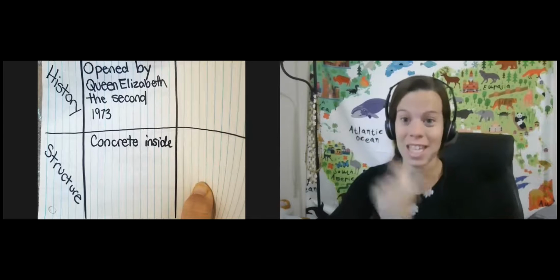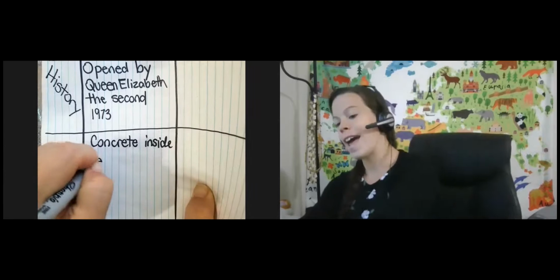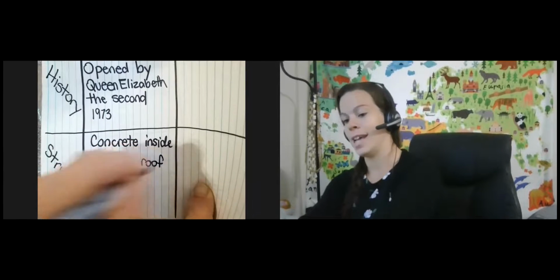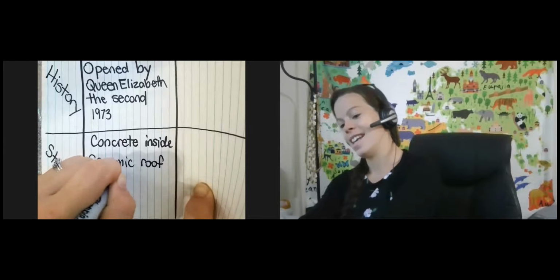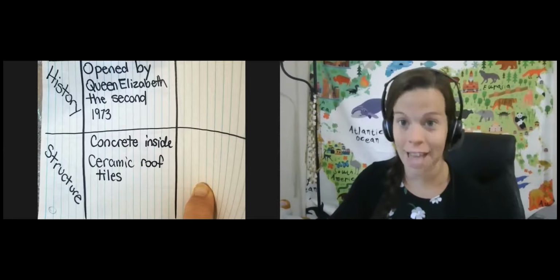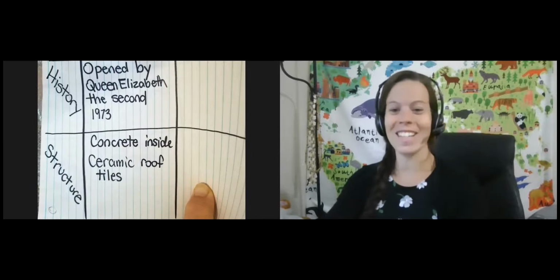And on the outside, it does not have concrete, he said. There are ceramic roof tiles. And that's part of its structure, the way that it was designed and built. All right. Oh, it's so cool. I'm learning so much so quickly.